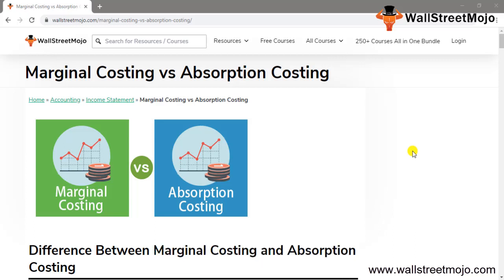Welcome everyone to today's topic, that is accounting. It's basically an accounting topic, a part of the income statement, and what we are trying to evaluate here is marginal costing versus absorption costing. We'll try and understand the difference between them, and let's begin.